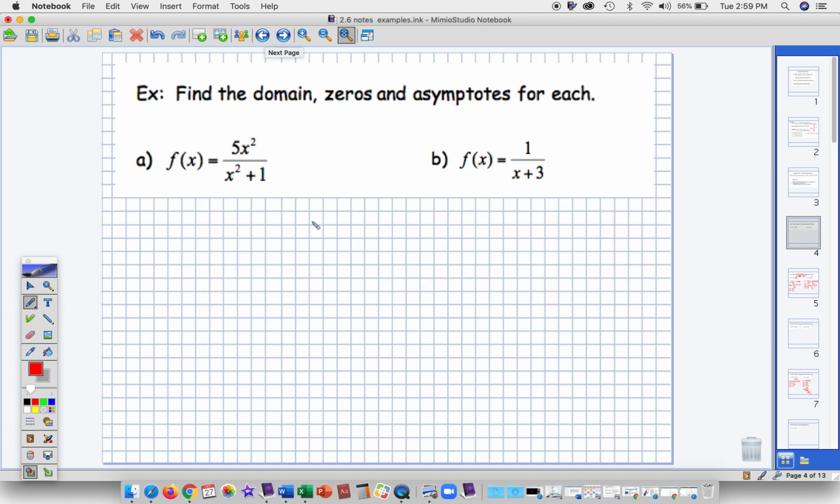Okay, so I'd like you to pause the video, try these two examples, find the domain, the zeros, and the asymptotes. So vertical, which I'm going to abbreviate VA, and horizontal, HA, for both A and B. Pause the video and then come back when you're done. Okay, let's see how you did.